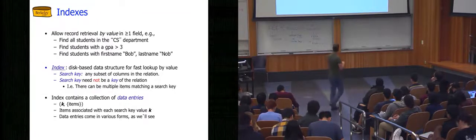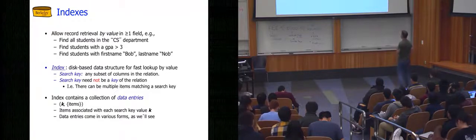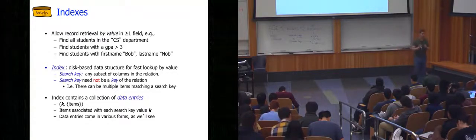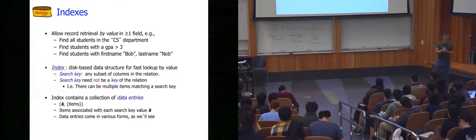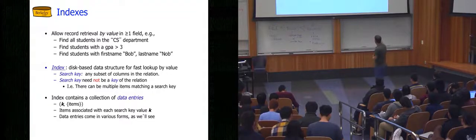You might find students with first name Bob and last name Knob. All right? That's a query on 2 columns. And the index would then have to be defined on both of those columns. Okay, first name and last name. So you can do that. You can have indexes that span multiple columns. All right? We'll see more examples of this.